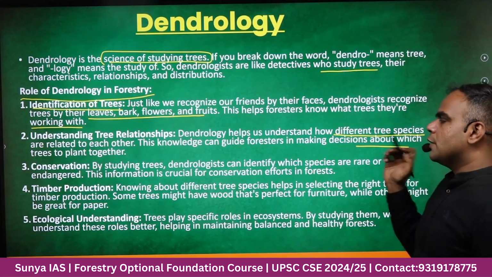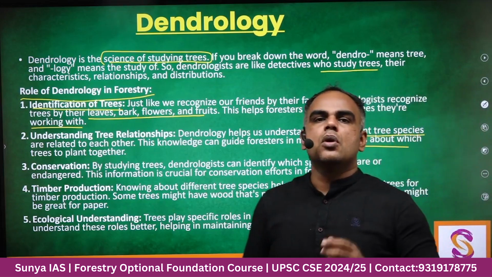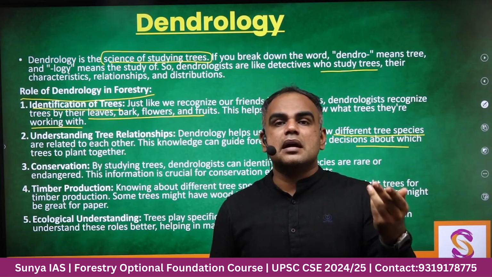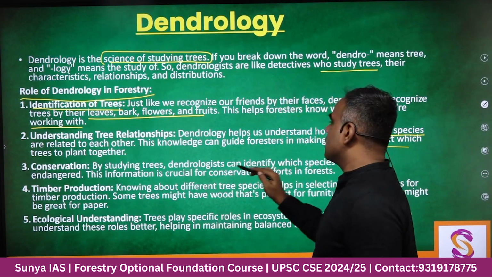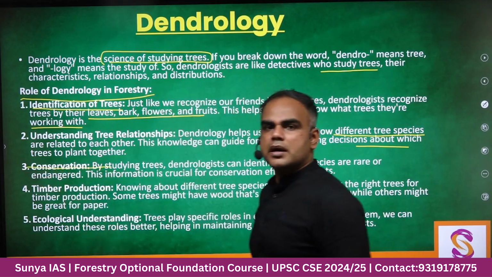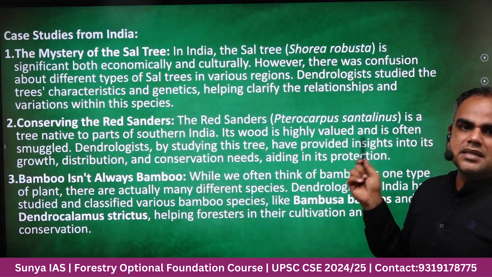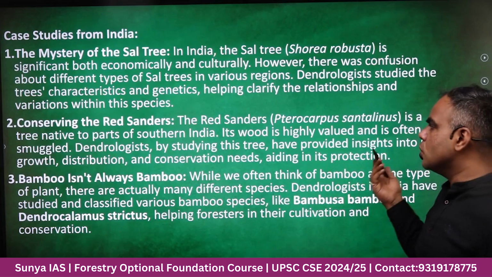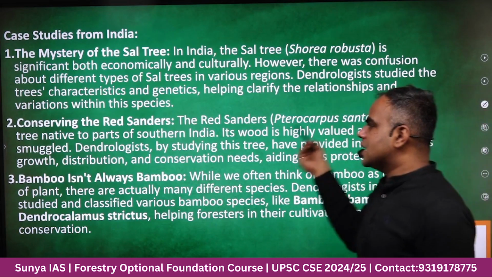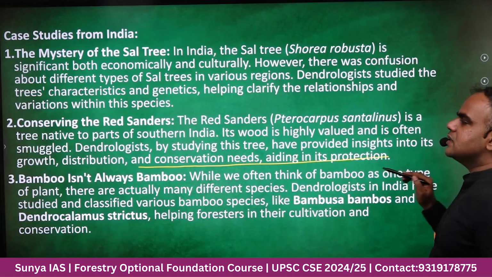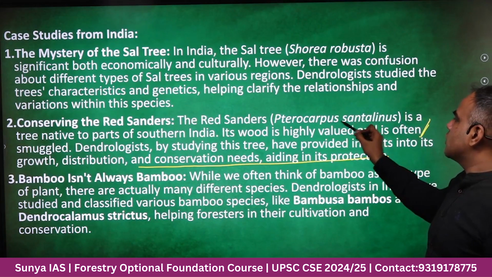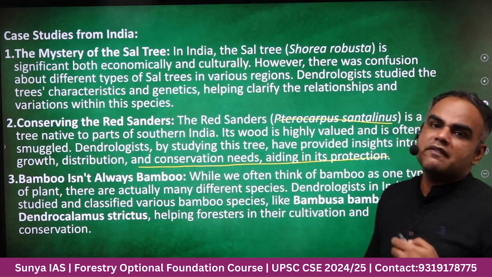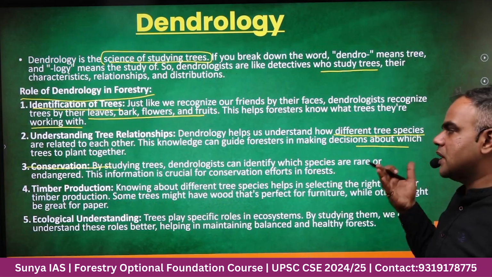Then, the more you understand about something, the more you know about the soil pH, temperature, and the area. So it also helps in ex situ conservation, and overall conservation can be better done. For example, with red sanders, a lot of illegal trafficking is going on. If you know about it better, you can have insights into its growth, distribution and conservation needs. This is Pterocarpus santalinus, native to parts of southern India, and it is heavily smuggled. So red sanders is one example you can think about.